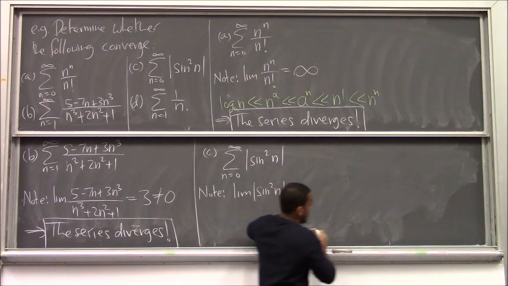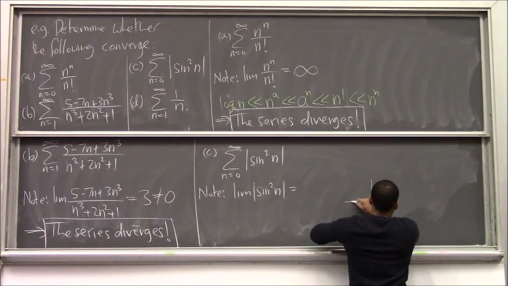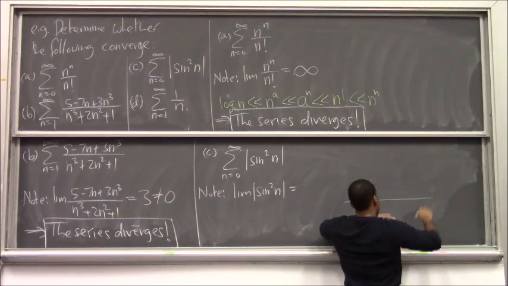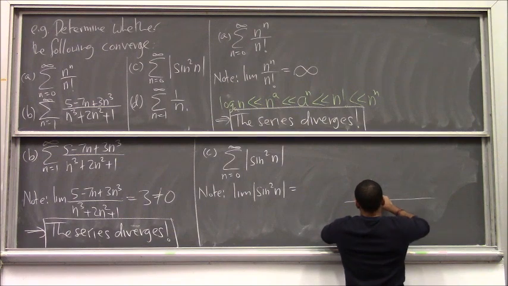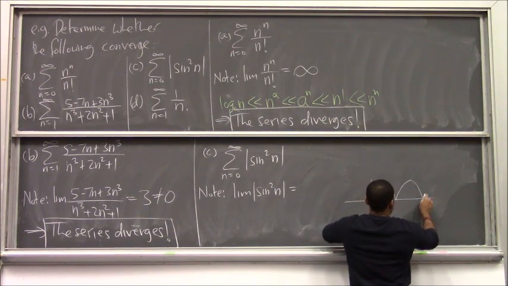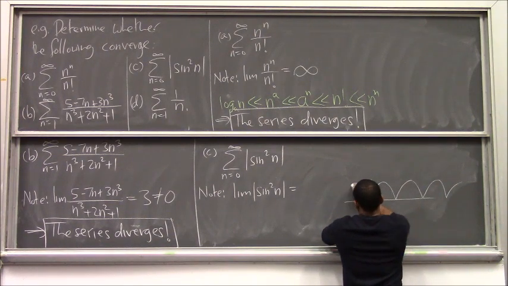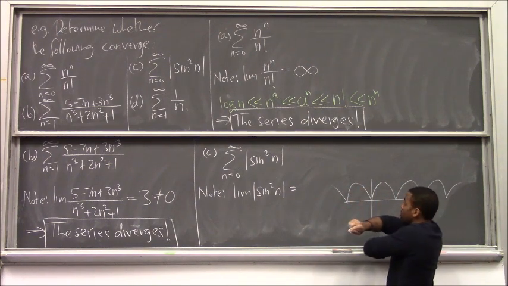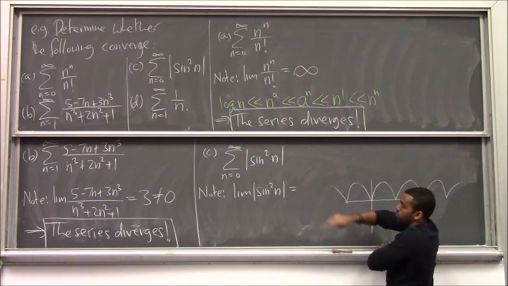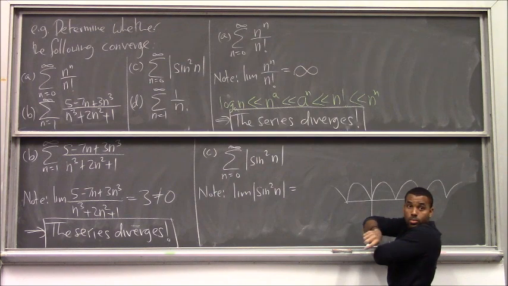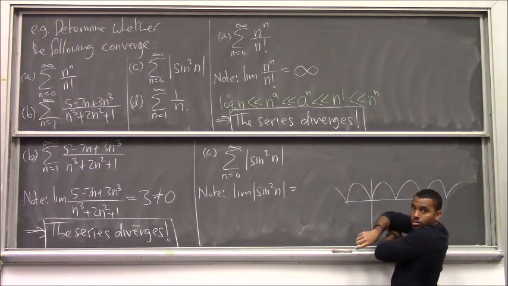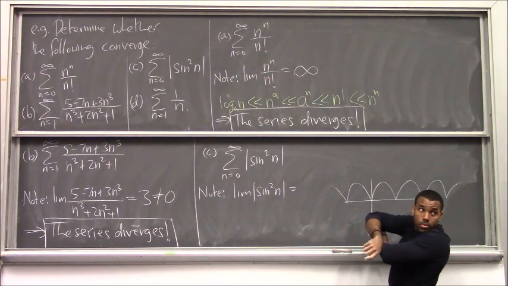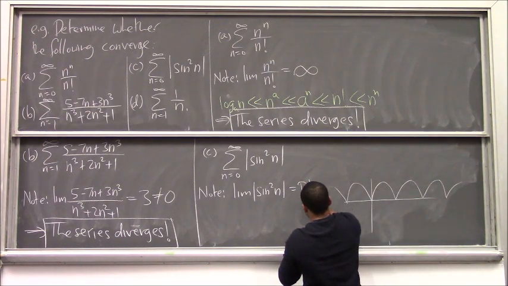Do you know what sine squared looks like? It's like a sine graph, but it doesn't have any of the negative parts, right? So it looks like this. So what? It's just numbers. So what do you say is the limit? Doesn't exist. Oh, yeah, does not exist.